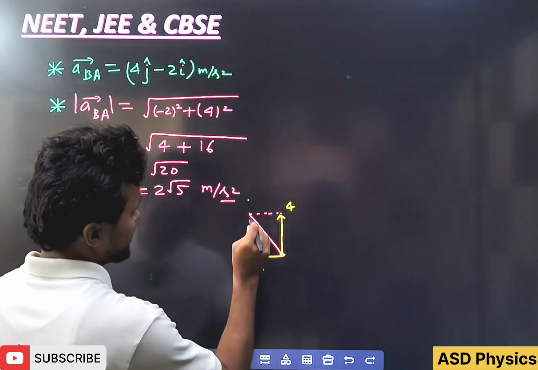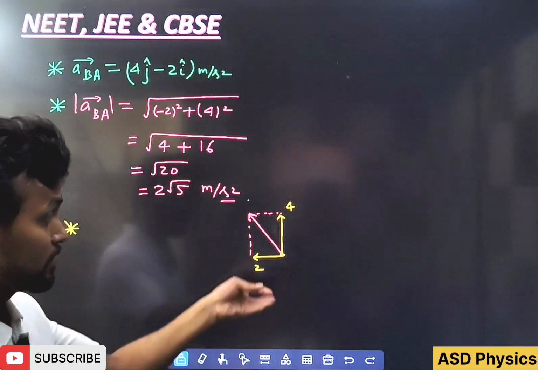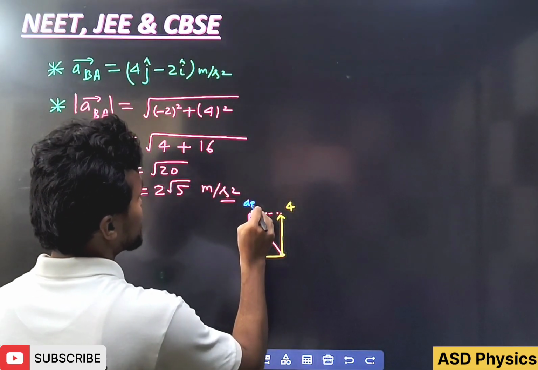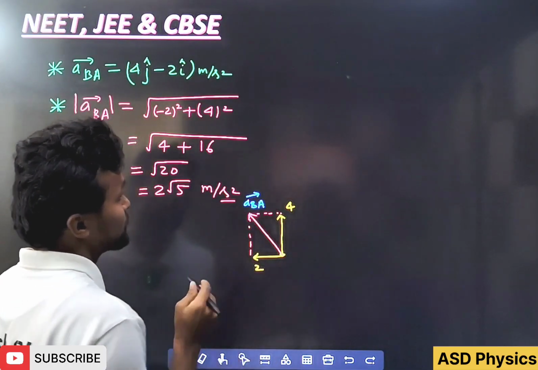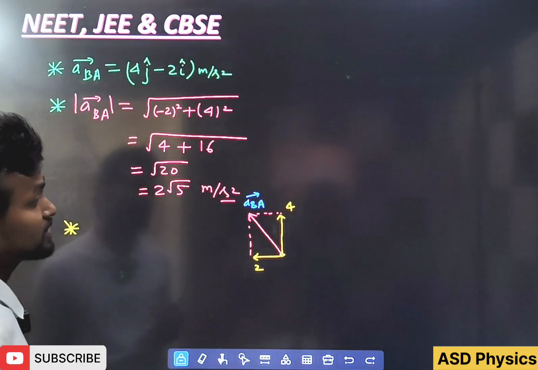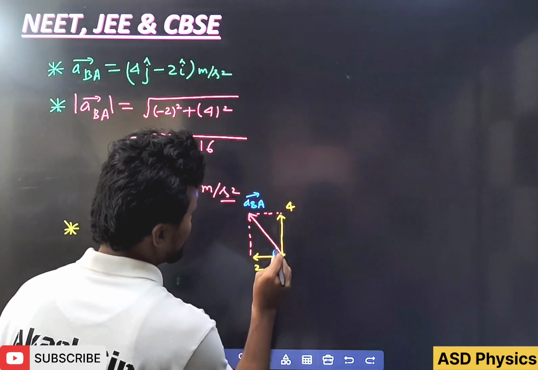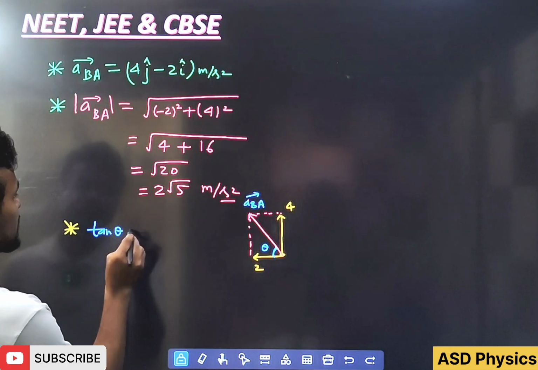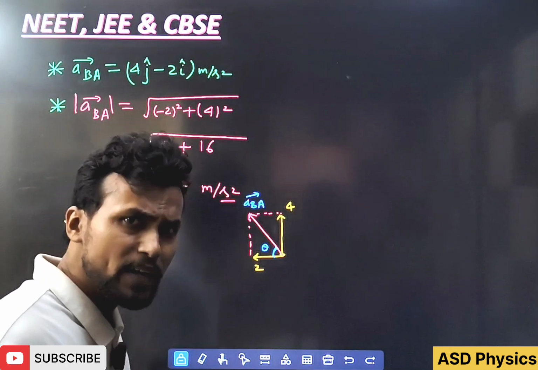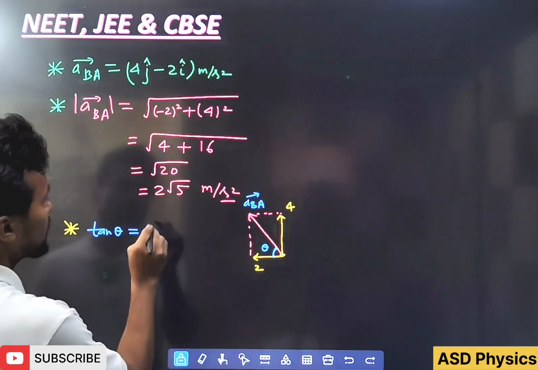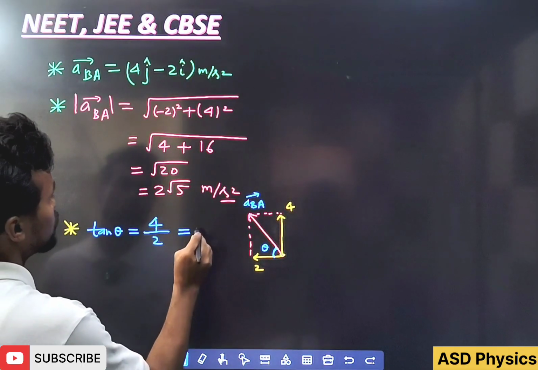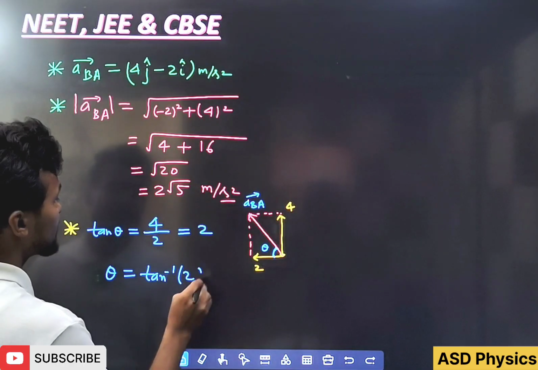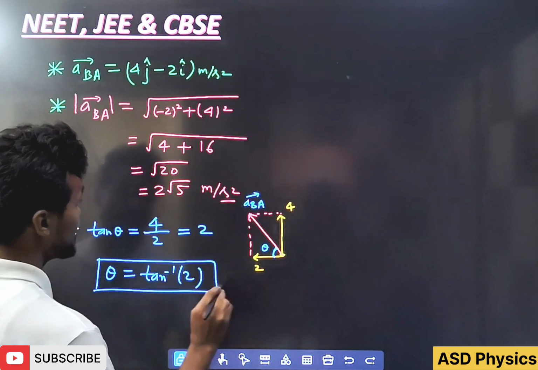And see this angle, this direction. This is the acceleration of B with respect to A. How to get the direction? Tan inverse 2 is coming here now. So let's take this angle, we have to calculate theta. So what will this be? Tan theta equals opposite by adjacent. What is the opposite here? 4. And what is the adjacent? 2. So what is coming here? 2. So theta is tan inverse 2.